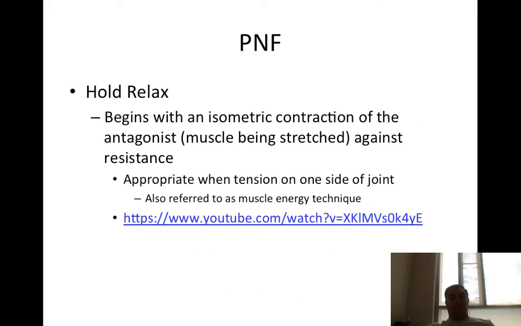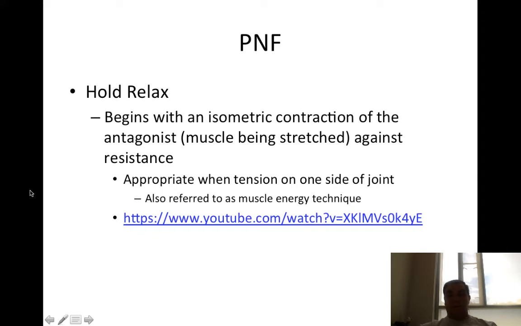Hold and relax is a little different. This begins with an isometric contraction of the antagonist, the muscle being stretched, against resistance. So with hold and relax, you can actually get that patient in that position. The patient then, with about 10% of their body strength, pushes into your shoulder, hand, whatever it might be, about 6 seconds. Relax. You stretch them further. I usually hold it 6 seconds, and then they push into me for 6 seconds. And then relax, push back further, right? This is considered hold relax, or a muscle energy technique. You'll hear this also called MET, or muscle energy technique.